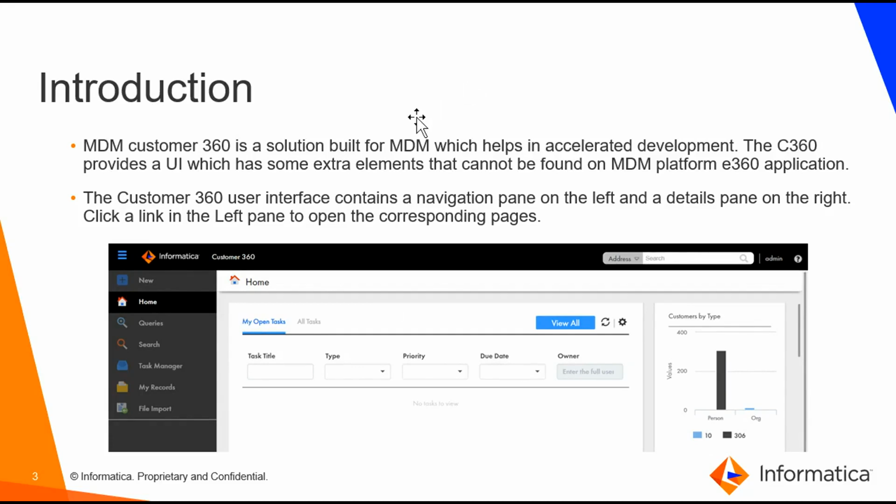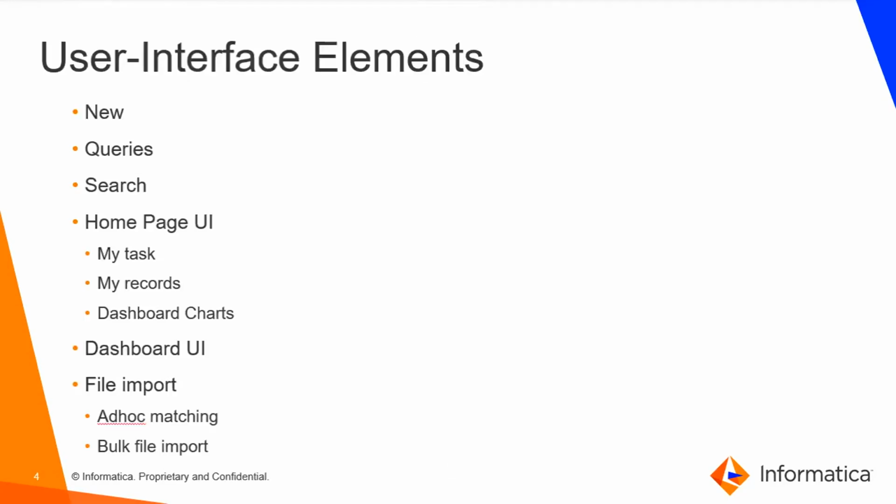As you can see in this image, this is the navigation pane on the left where you can see some of the elements, that is new, home, queries, search, task manager, my records, and file import. If you click on any one of these elements, on the right-hand side you can see the detail page. So these are the user interface elements, and we will be talking about these in detail in the upcoming slides.